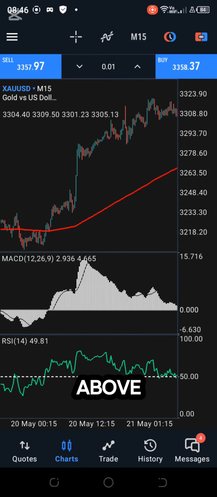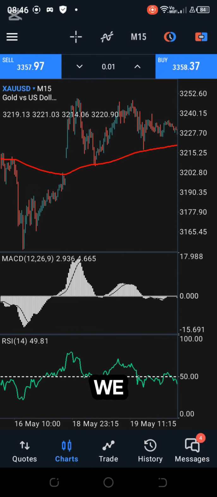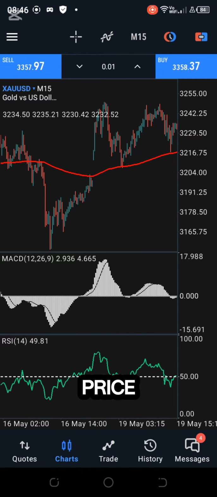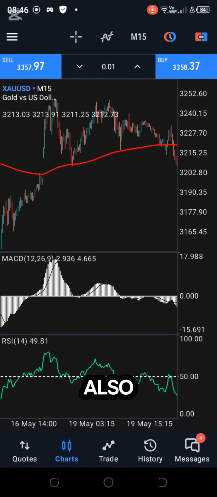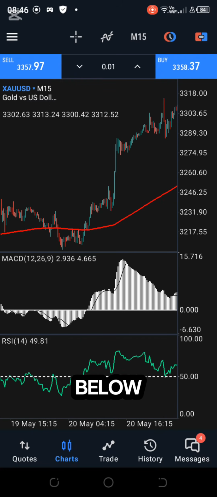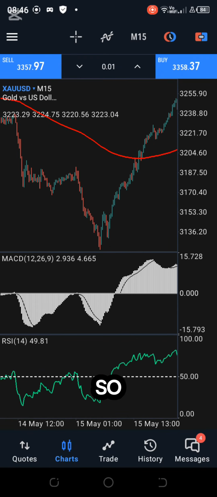When price is above the level 50, it denotes that we are in a bullish trend. When it's below the level 50, it denotes that we are in a bearish trend. If price is also above the moving average, we are also in a bullish trend. If price is below, we are also in a bearish trend. For our entry, we're going to be making use of the MACD. We are mainly focused on the main line, not the signal line. The histogram bars are the ones that we're going to be using for entry.